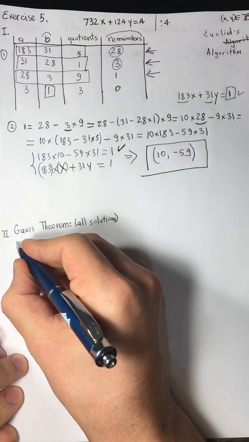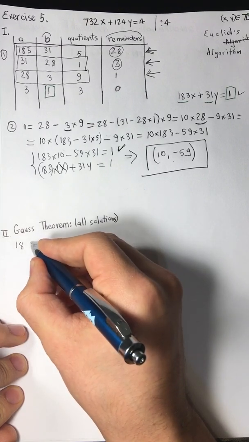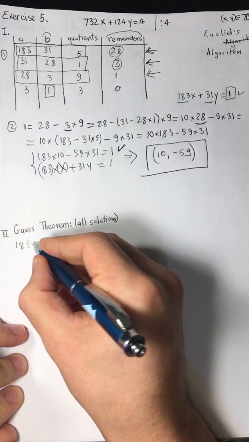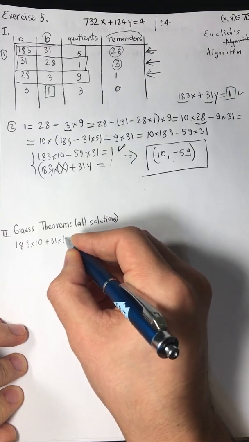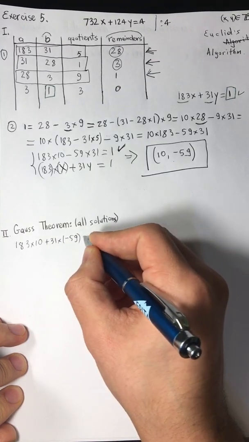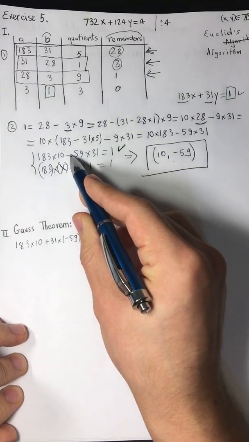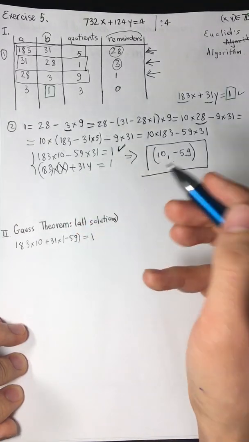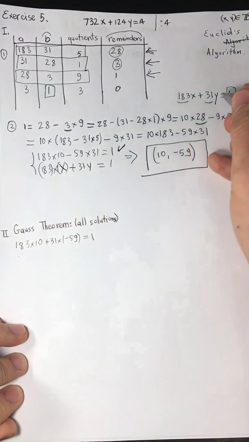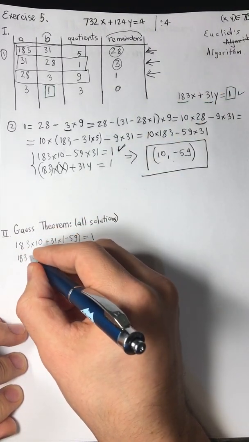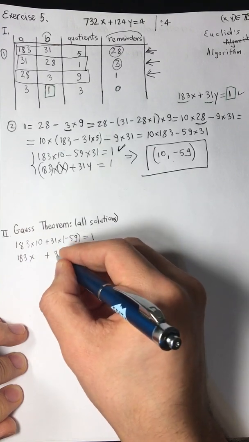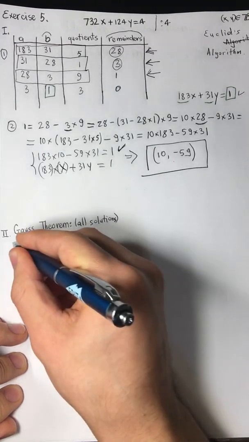So I have 183 times 10 plus 31 times minus 59 is equal to 1. I'm just taking minus in parentheses, that's the same thing. And now I use this one again one more time. I'm going to rewrite it, 183x plus 31y is equal to 1.